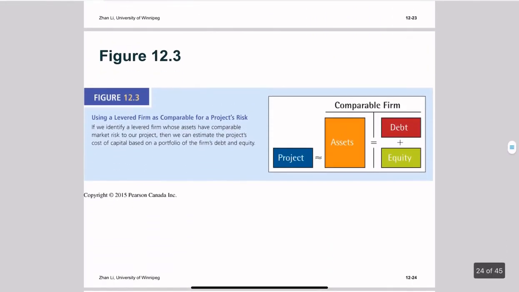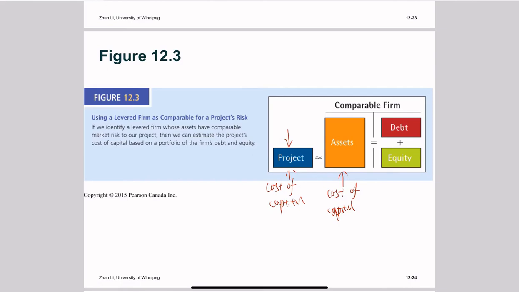So let me use this nice picture to talk about this for a second. Basically, you can see here, of course, your goal is to estimate the cost of capital for your project, right? So it's about this guy here. And then you find a comparable firm which is in the same line of business. So what you're thinking about is, in order to find the cost of capital for your project, you would find the cost of capital for this firm's asset, right? Now, how do you get the cost of capital for this firm's asset?